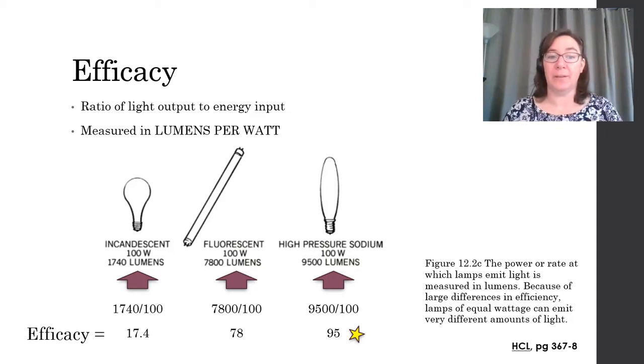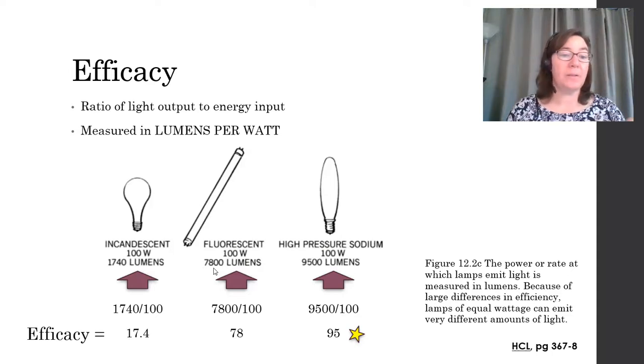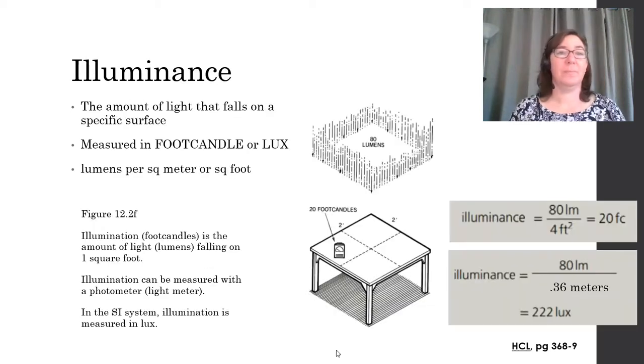Compare that to the fluorescent tube right here. It's also going to draw 100 watts to produce far more lumens, 7,800 lumens. So compare these two numbers, 7,800 divided by 100, and your efficacy for the fluorescent tube is 78. That is far higher than the incandescent. All right, it's a more efficient bulb.